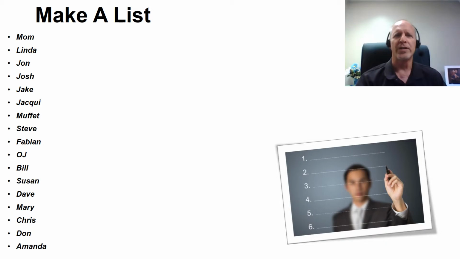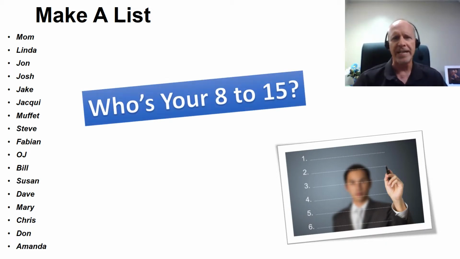Step number 2 is to identify who's your 8 to 15. You cannot do everyday mission with every single person in your relational network. It's impossible. Research shows that we can effectively build strong, consistent relationships with about 8 to 15 people in our lives. And in the Gospels, we see that Jesus poured his life into 12 disciples. So there may be something to this. So the second step is to select your 8 to 15.